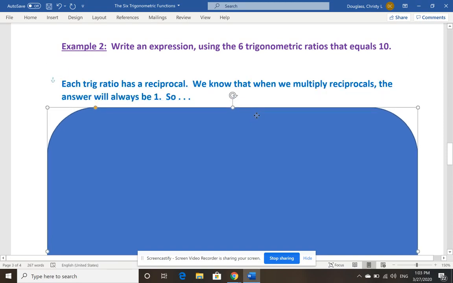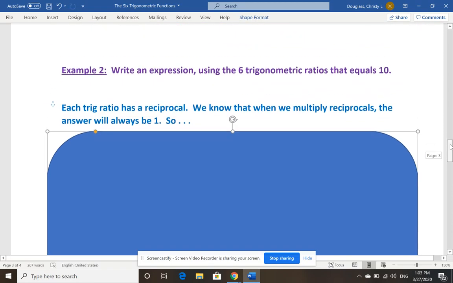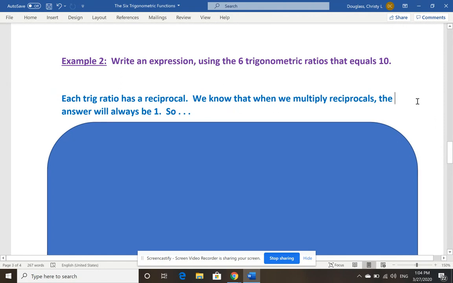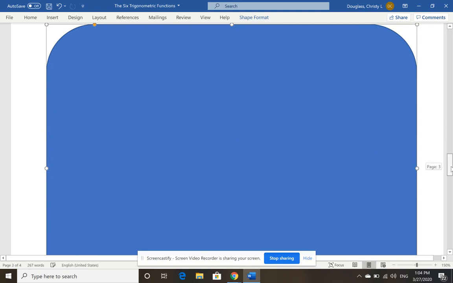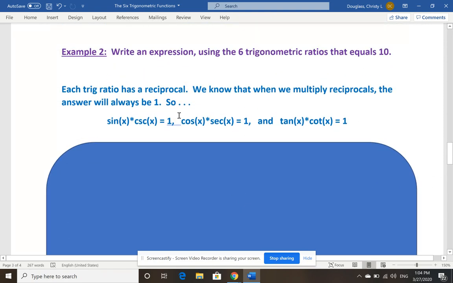So the first thing that I want you to remember is that each trig ratio has a reciprocal. And we know that when we multiply reciprocals, the answer will always be 1. And so that's the trick here, to note that if you multiply sine times its reciprocal cosecant, that equals 1. And cosine times secant equals 1. And tangent times cotangent equals 1.